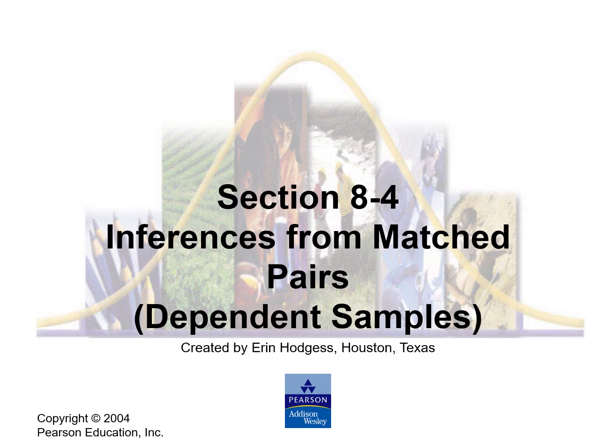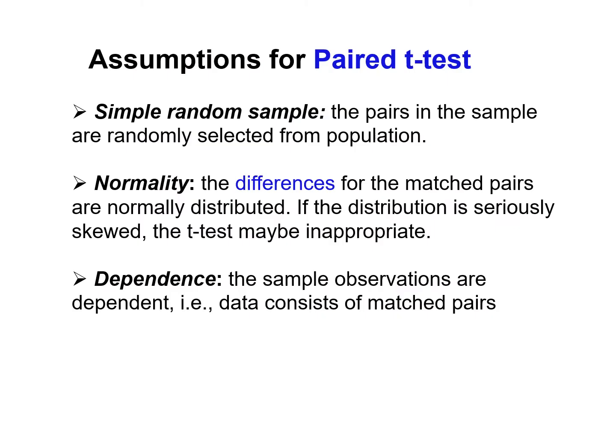Now let us move to the second case, which is the t-test used for inferences from matched pairs, or dependent samples. Here we have three assumptions. Assumption one, as in independent samples, the sample should be taken in a simple random way. Number two, normality: the differences between the matched pairs should be normally distributed. Number three, dependence: the sample observations are dependent, or matched pairs.